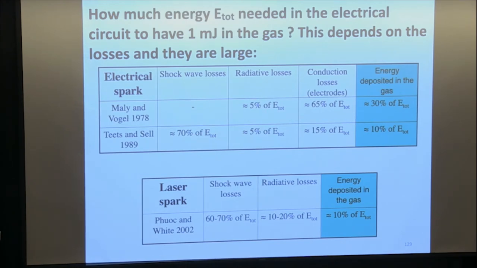The problem of this electric spark is that you heat up the electrodes, and the heat goes right away into the electrode itself, okay? Because it's a metal, and if you have heat in front of it, because of conduction, it goes back into the metal. And so you see that he estimated maybe 65% of the energy going back to the electrodes, which is great until this guy showed up 10 years later and says it's only 15. Okay, so basically we don't know. We just know that we have a big amount of energy from the electrical circuit which is lost.